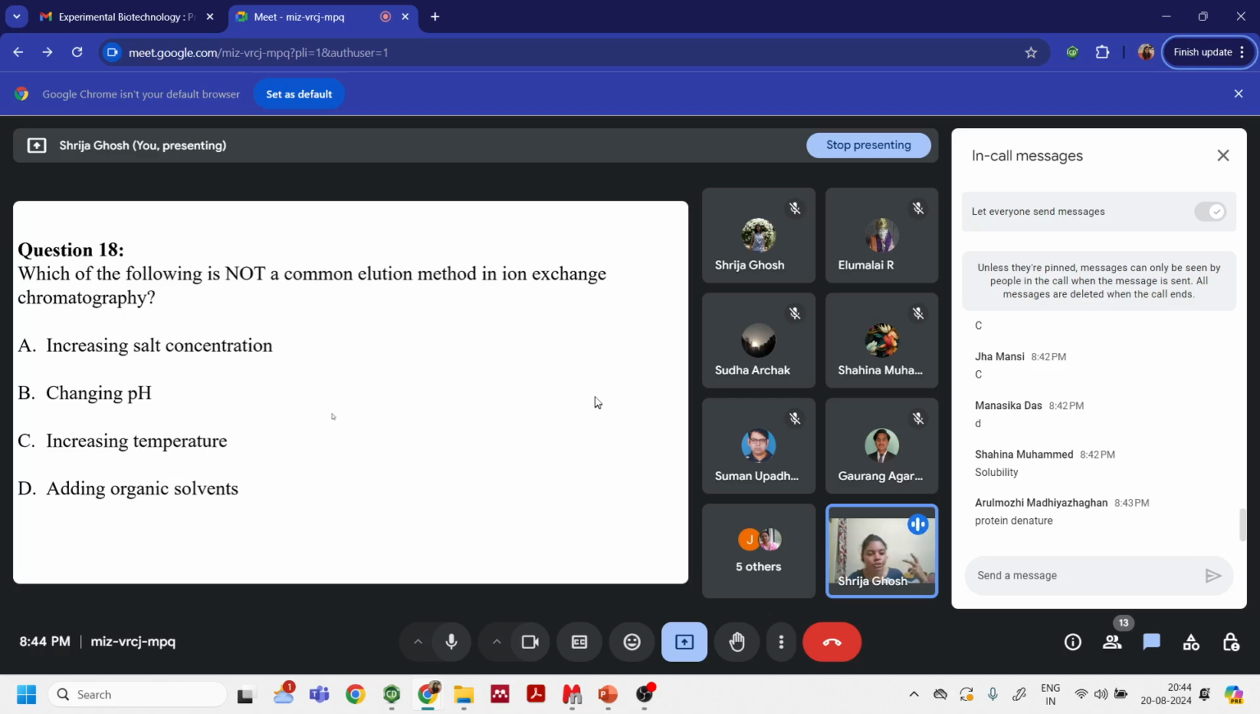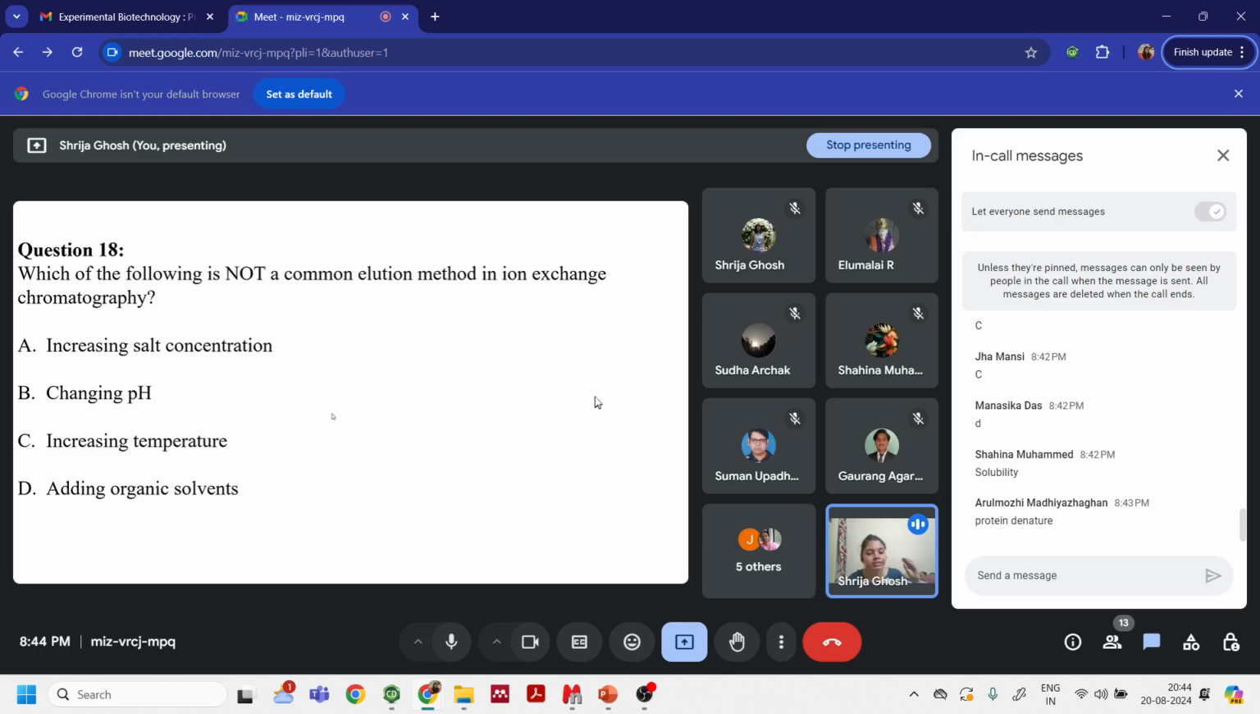Changing pH also I told you. If you change the pH, you are basically changing the charge of the molecule and thus elution. Increasing or decreasing temperature won't really affect the charge, so it is also not a common elution technique. But addition of organic solvent is definitely not the one, because that is a technique that we'll use in some other chromatographic process. That property is not being exploited in ion exchange.